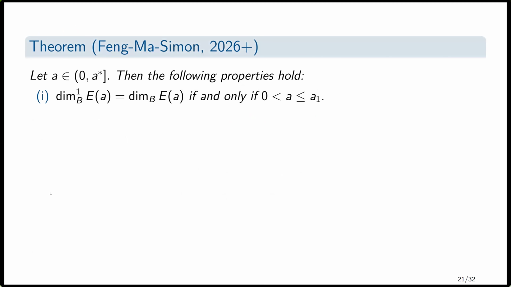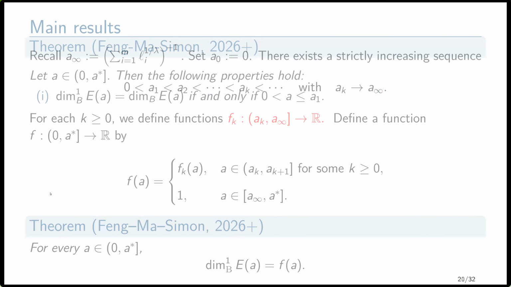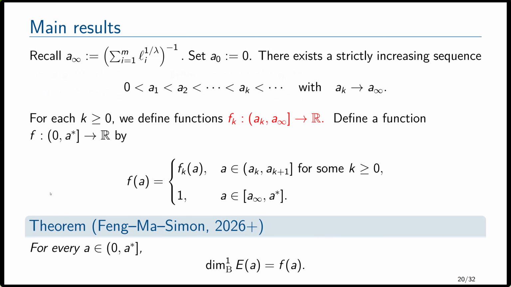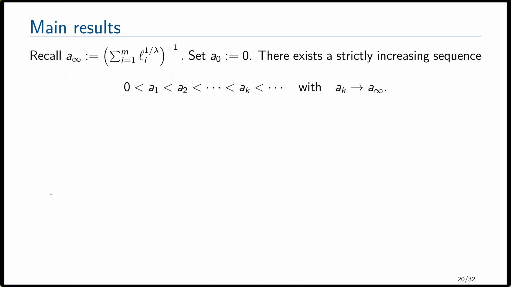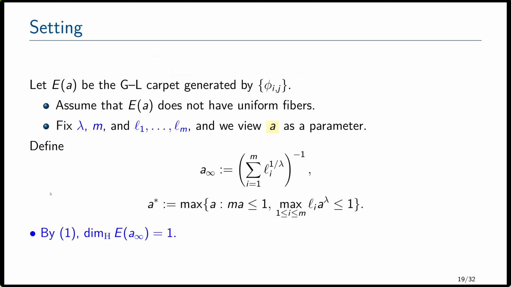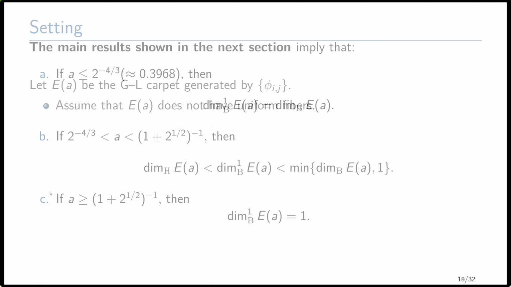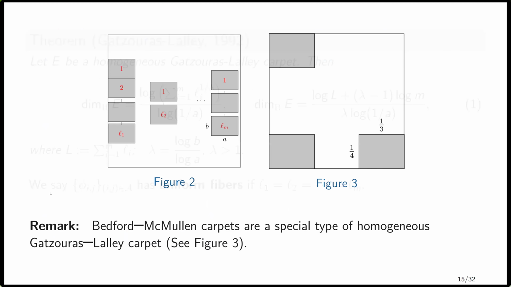So first, sorry, can you go back and remind me about the difference between A infinity and A star? Okay. A infinity is where the Hausdorff dimension is equal to 1. And A star is the largest A such that all rectangles are still inside the unit square, since M is how many columns we have. I'd like to go back to this graph. Is it clear that A star is bigger than A infinity? Yes, I will explain it later.